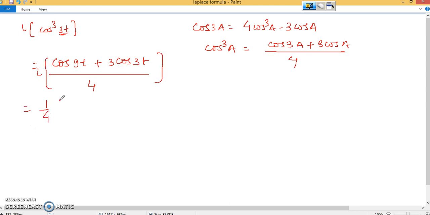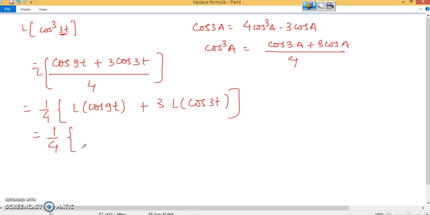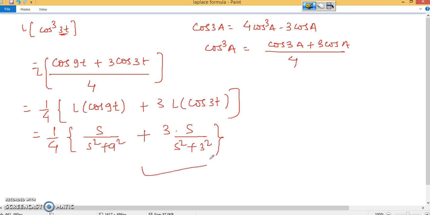So 1 by 4 is constant here. Laplace of cos of 9t plus 3 into Laplace of cos of 3t. Correct, 1 by 4 is constant. Cos of 9t is s by s square plus 9 square, plus 3 is outside, and cos 3t Laplace is s by s square plus 3 square. This is your answer for the Laplace of cos cubed of 3t.